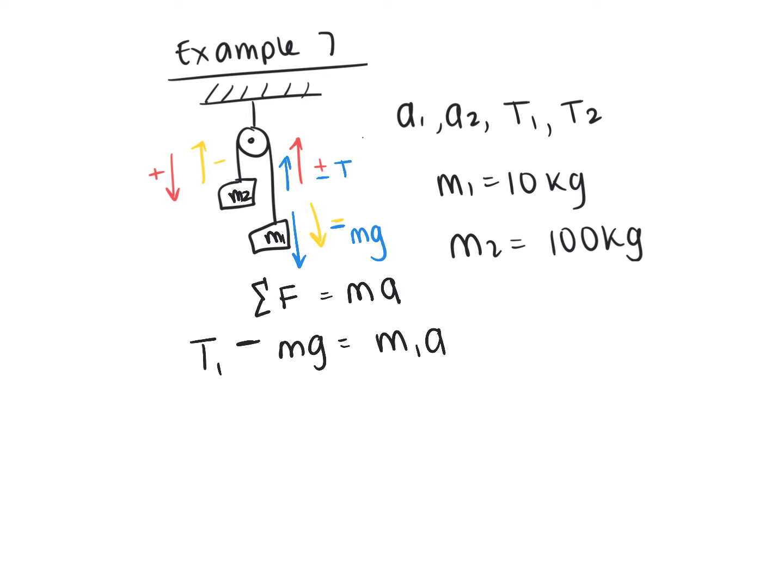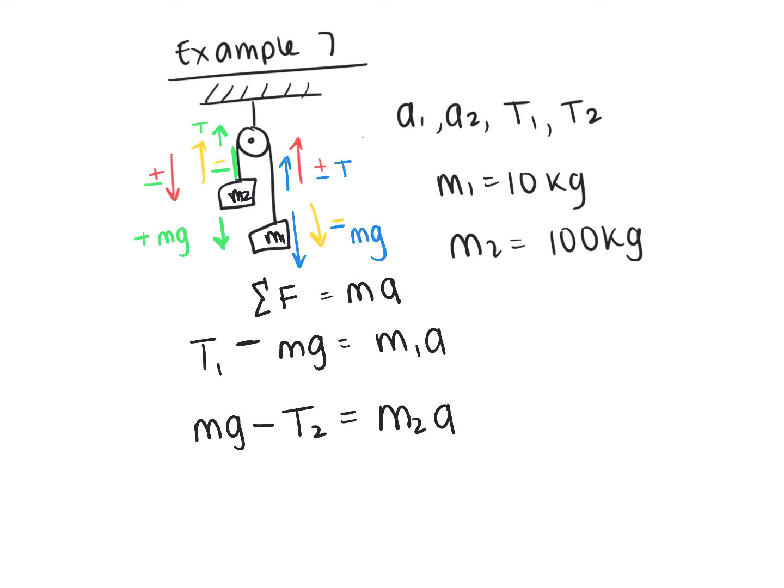the tension is shown here, and this represents the tension in the negative direction, and this represents gravity but in the positive direction. So we will write mg minus T equals m2a.